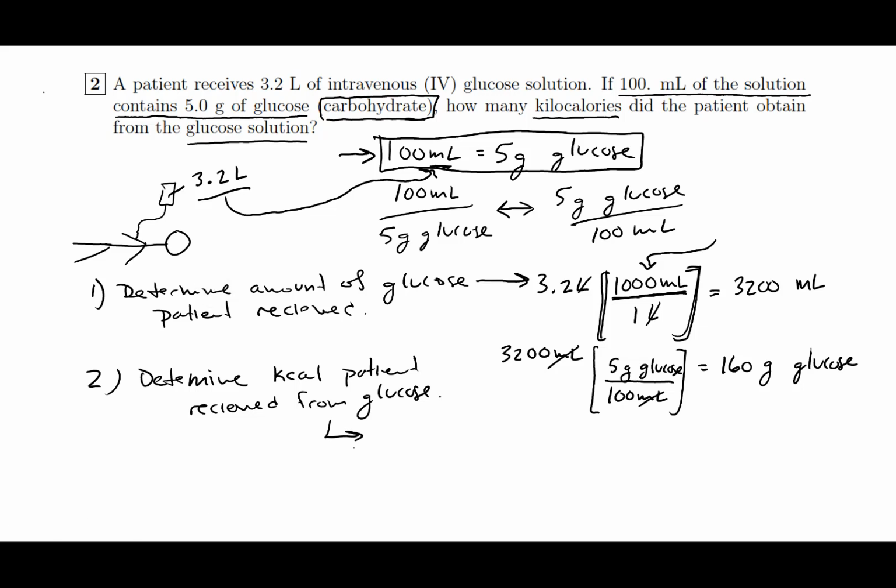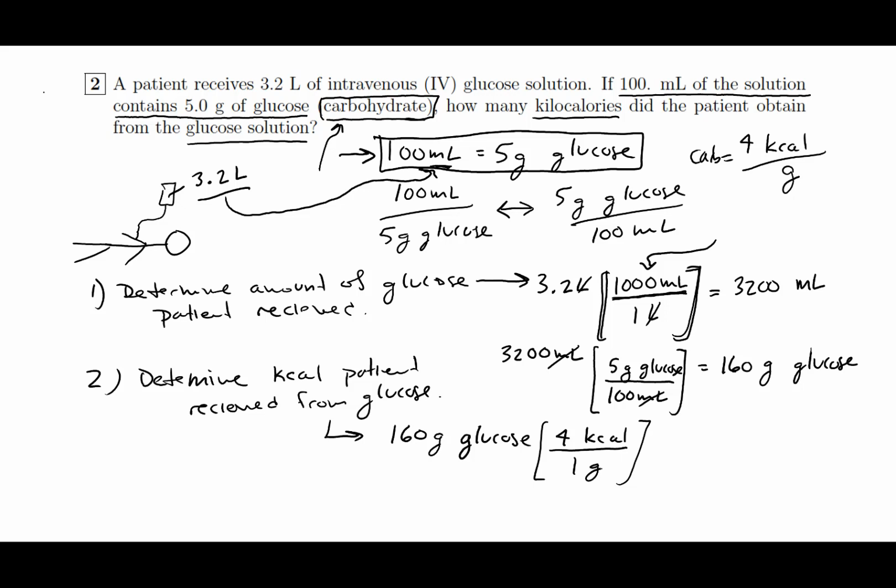This is where we're determining how many kilocalories the patient received from the glucose. So I'm going to write down how much glucose we have. So we have 160 grams of glucose, and we need to write our conversion. And if we assume that this is all carbohydrate, we know that there's 4 kilocalories per gram in carbohydrates. So this is for carb. So we can put that over here. So we have 4 kilocalories per 1 gram. The grams are going to cancel, and we're left with 640 kilocalories.